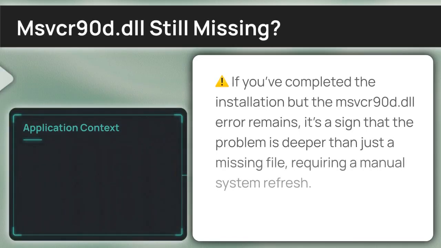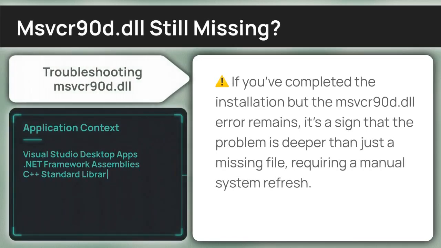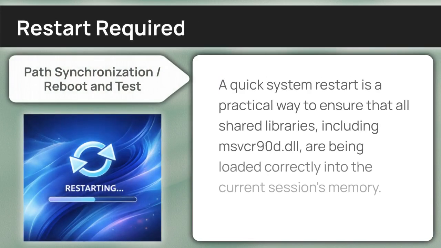If the application still won't initialize, we need to shift our focus to how the Windows loader is interacting with the library. A quick system restart is a practical way to ensure that all shared libraries, including Microsoft Visual C Runtime 90 Debug, are being loaded correctly into the current session's memory.